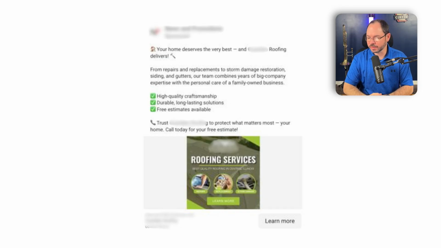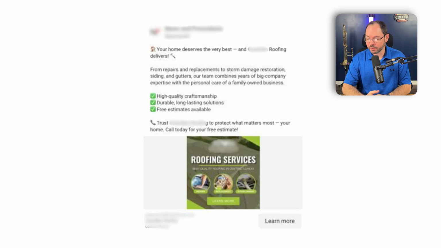And it just says something like, your home deserves the best and this company delivers, right? Well, who cares? That's not a hook. That's just presenting people that we're a company that does this service. Nobody cares. From repairs and replacements and storm damage restoration, siding and gutters, our team combines years of big company. Once again, everything is about this company. Nothing's about the homeowner, who you're trying to solve the problem for. High quality craftsmanship, durable, long lasting, free estimates available.